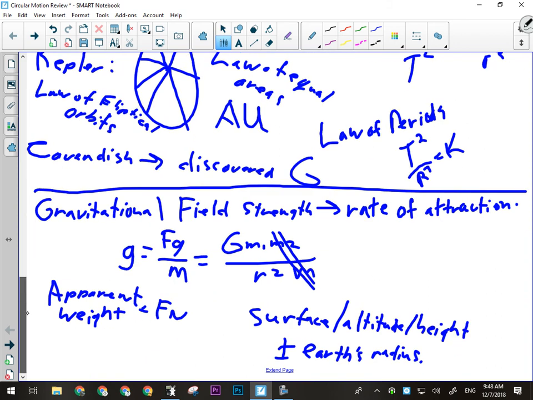Okay, and this is just showing you how we derived that yesterday. So no big deal on that. We're just canceling the smaller mass.